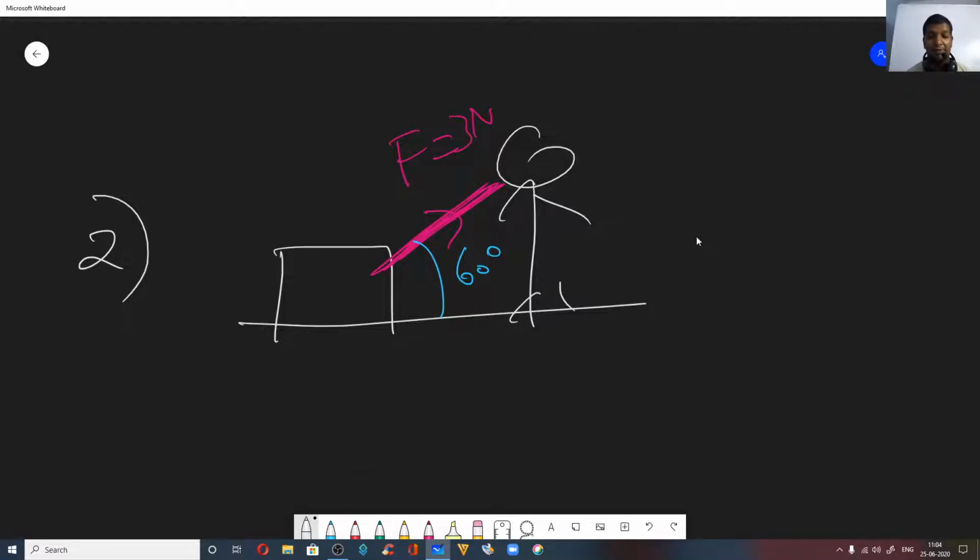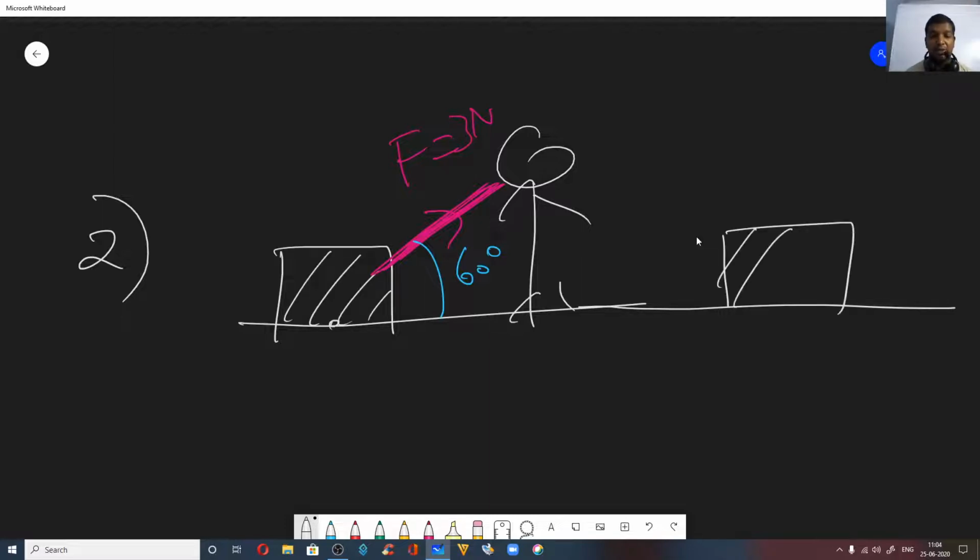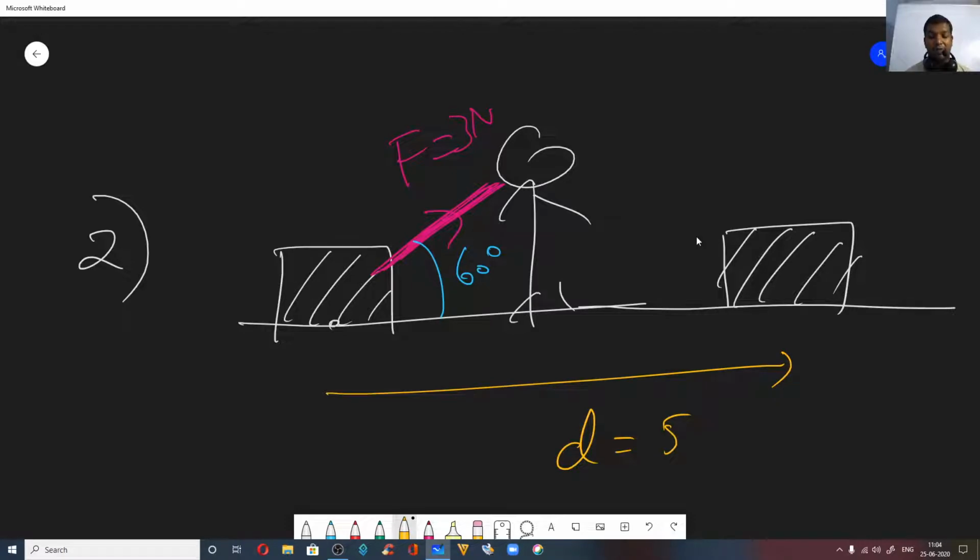After some time the box has come here, so this will be its final position, and say this is the displacement D. Say the displacement is 6 meters, just as an example. Now this is the initial position and this is the final position.